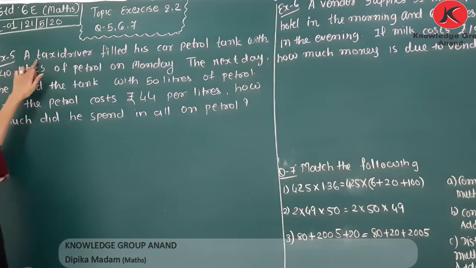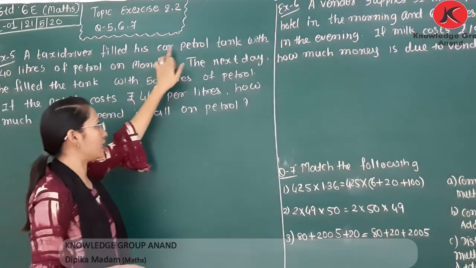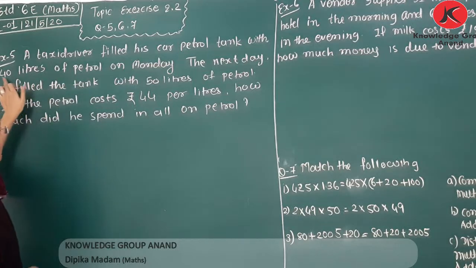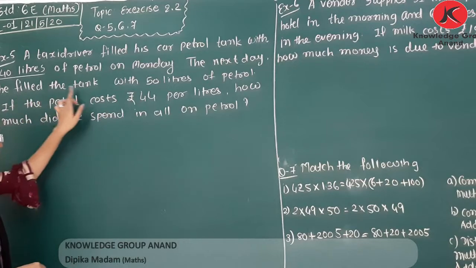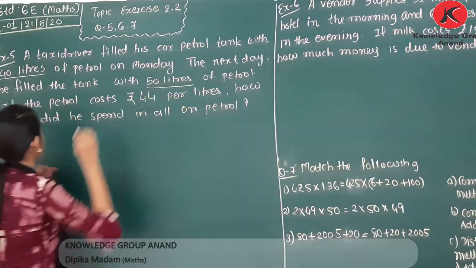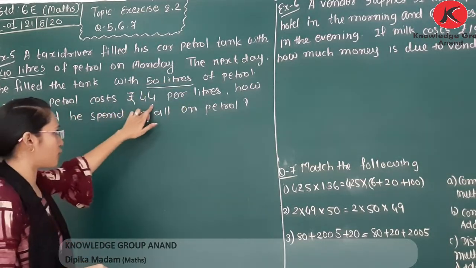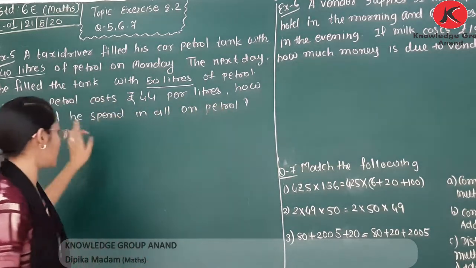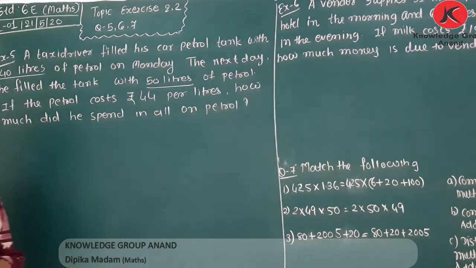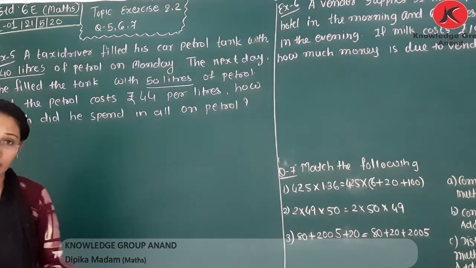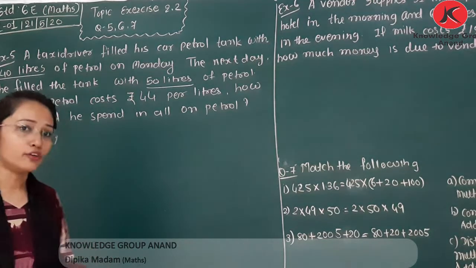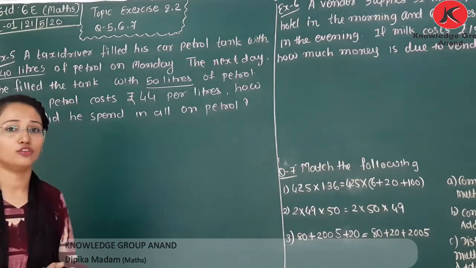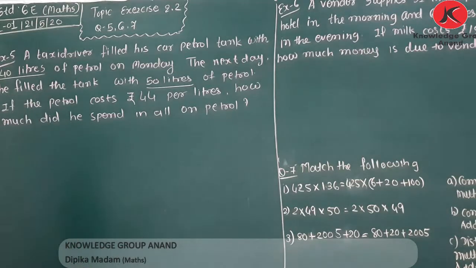Example 5: A taxi driver filled his car petrol tank with 40 liters of petrol on Monday. On the next day, he filled the tank with 50 liters of petrol. If the petrol cost rupees 44 per liter, how much did he spend in all on petrol? So here, what is the question? On Monday, he filled the tank with 40 liters, and on the next day, Tuesday, he filled the tank with 50 liters. Petrol cost is 44 per liter, and you have to find the total cost for 2 days.